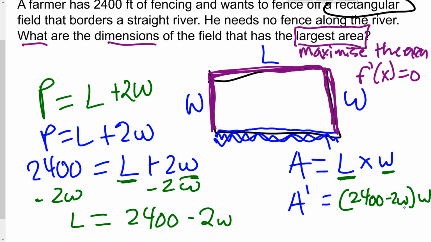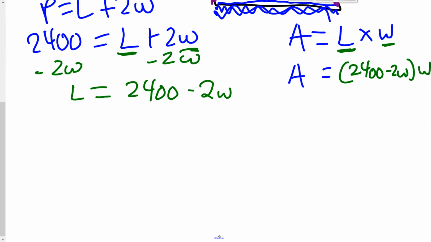So now I have plain area. Now we want to maximize that, so I want to take the derivative of that. So I go ahead and distribute that w in, so then I have 2400w.